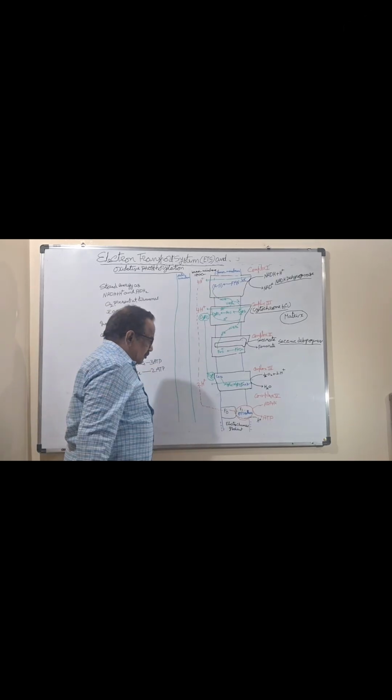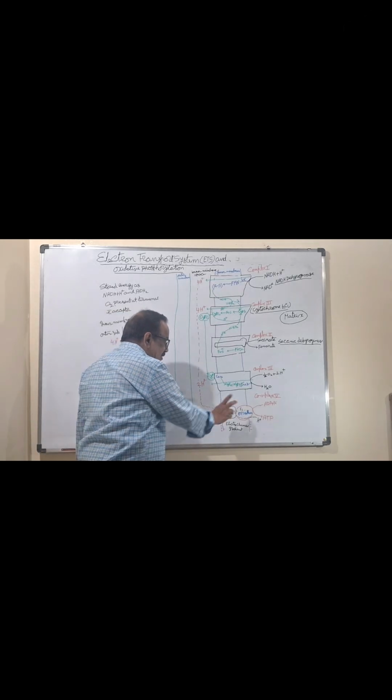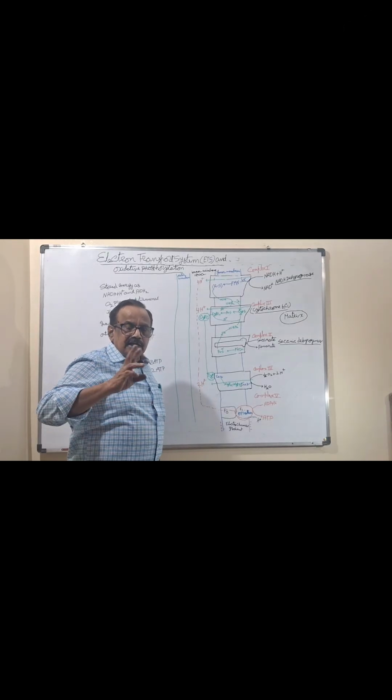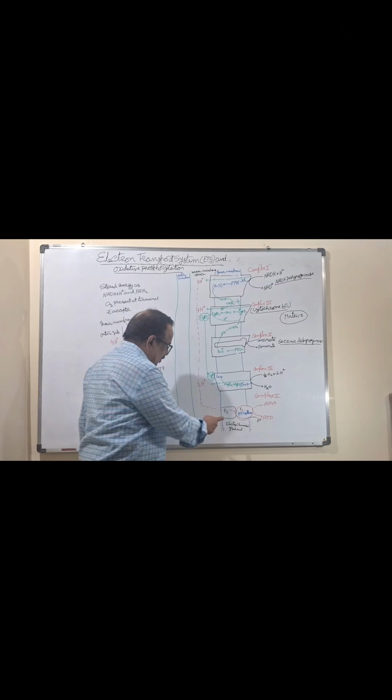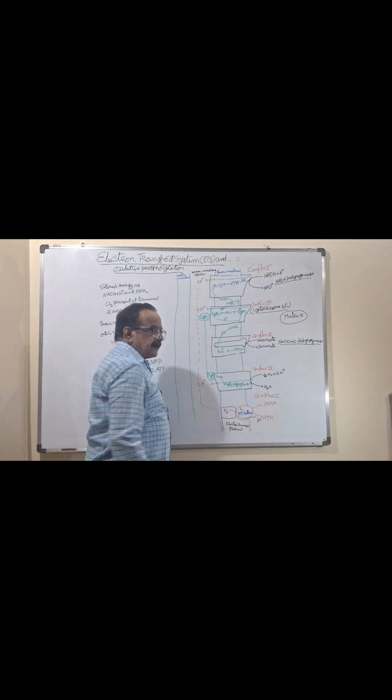How will they diffuse? For the diffusion, the ATP synthase enzyme will be used. ATP synthase enzyme is a protein. It is present in two parts, one is F0 and one is F1.